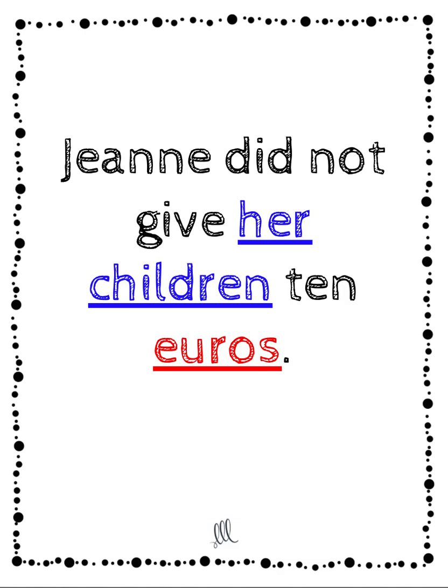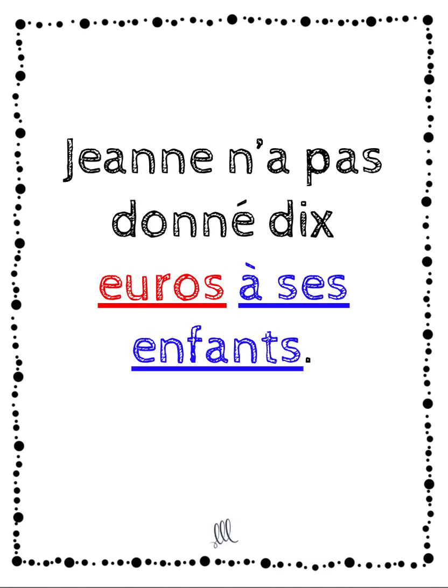Now, first I'm going to show you this sentence in English, and then what we're going to want to do is replace the underlined words with pronouns. So remember, we're going to be using "to" in this lesson. Jean did not give her children 10 euros, and in French, Jeanne n'a pas donné 10 euros à ses enfants. Jeanne n'a pas donné 10 euros à ses enfants.